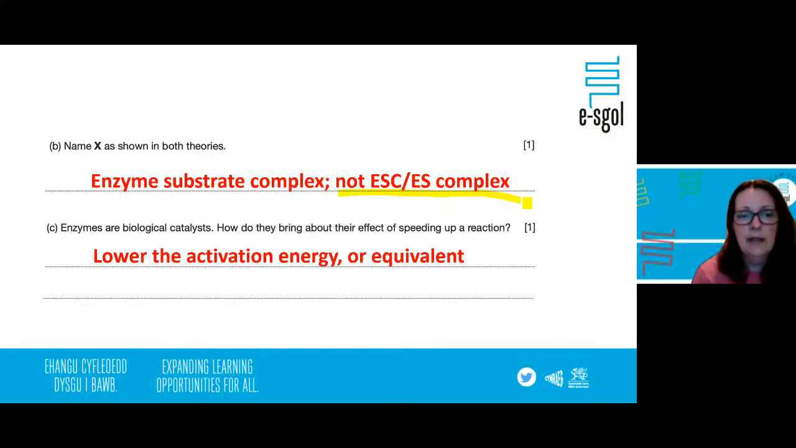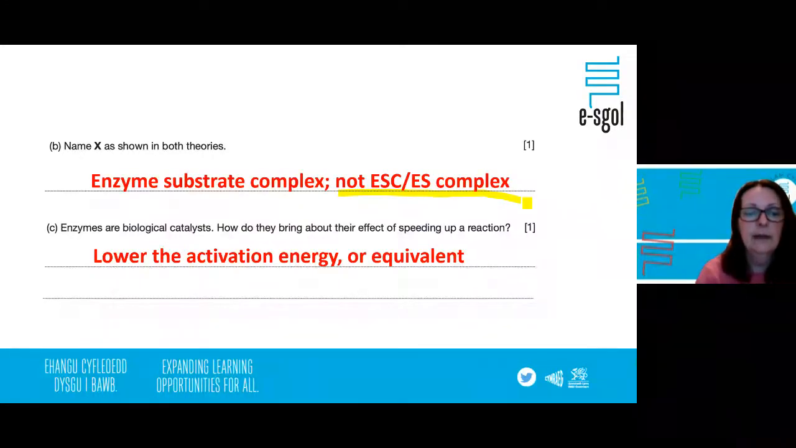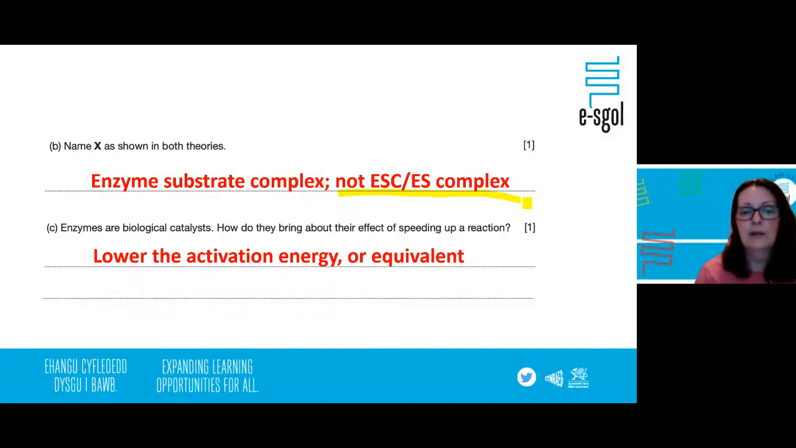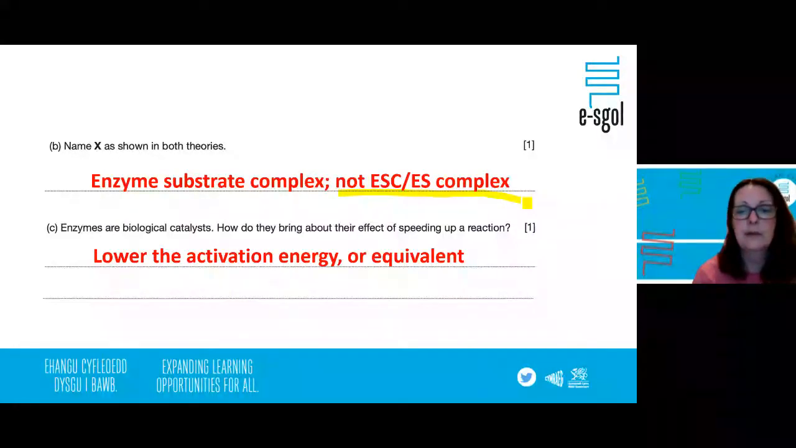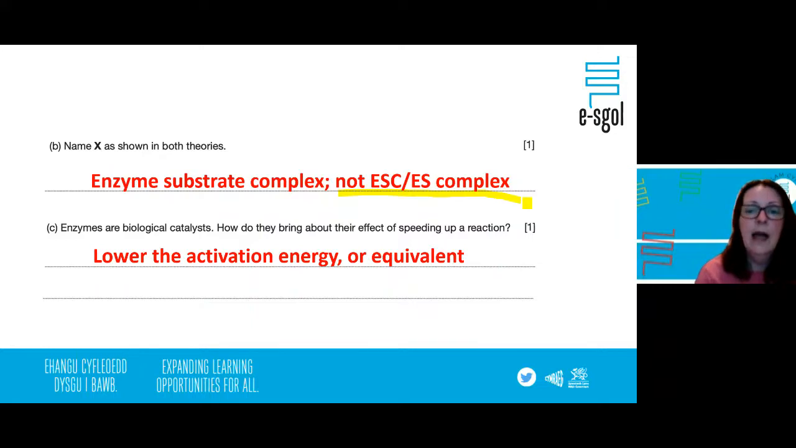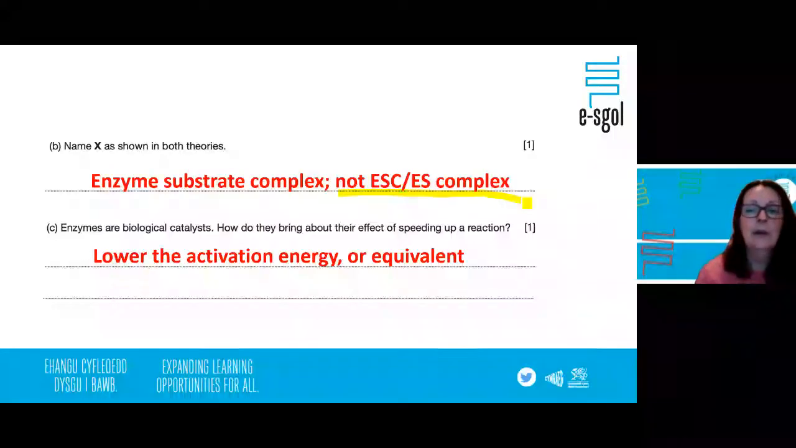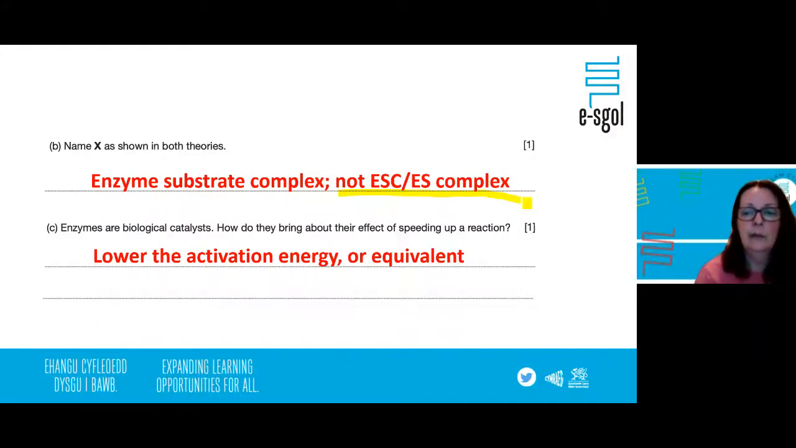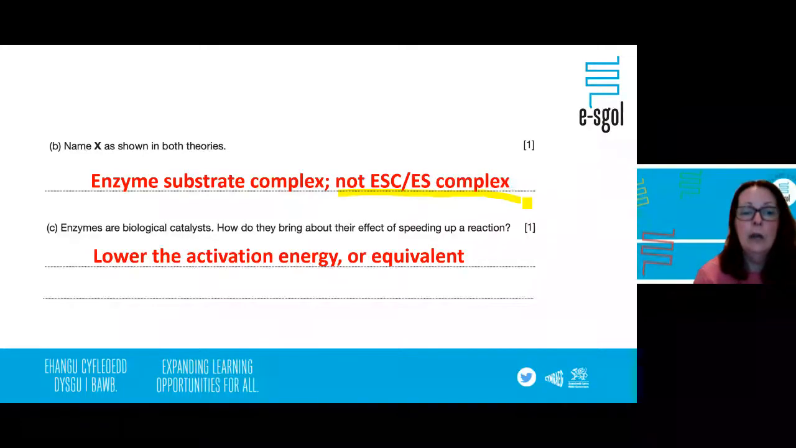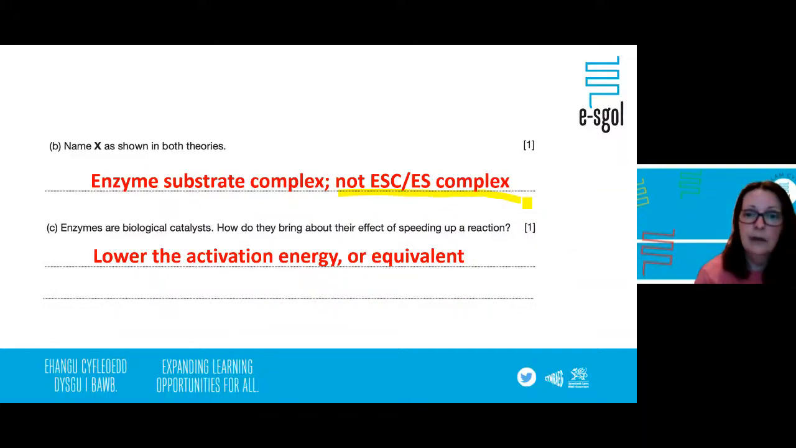So question C is telling us here that enzymes are biological catalysts, so we know that they are substances that speed up reactions. How do they do that? How do they bring about their effect of speeding up a reaction? So they lower the activation energy that is required for the reaction to take place. So if the activation energy is lowered, that means that the reaction can be speeded up.